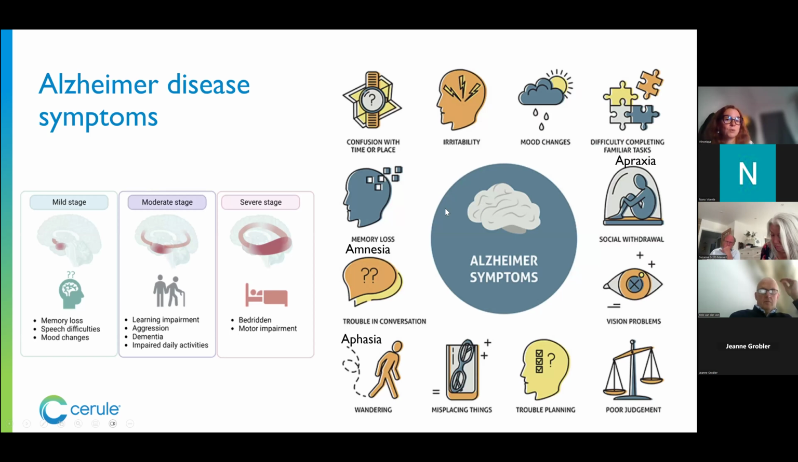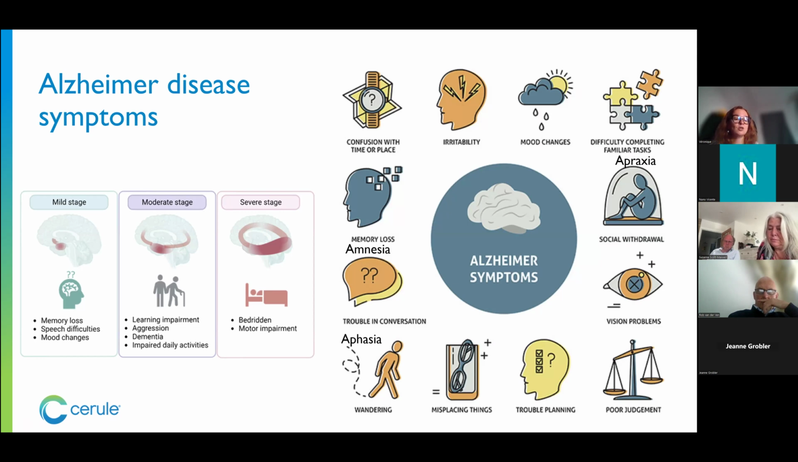So in terms of symptoms for Alzheimer's disease, we have confusion with time and place, irritability, mood change. We also have difficulty completing familiar tasks, memory loss, trouble in conversation, so-called aphasia. We have wandering, misplacing things, vision problems, poor judgment, and trouble planning. So it's really a cognitive dysfunction.